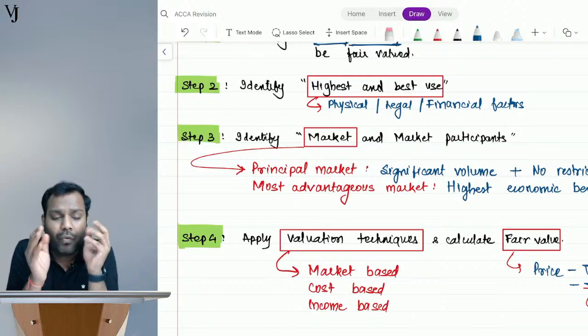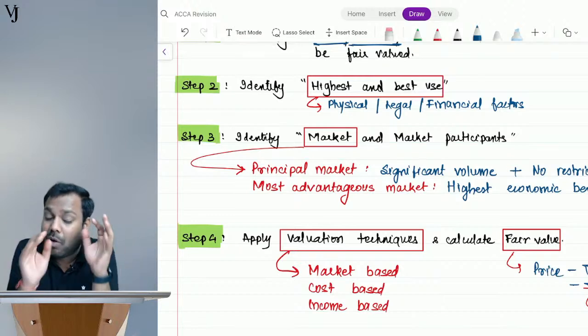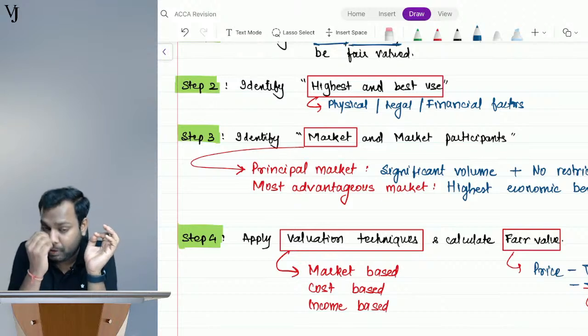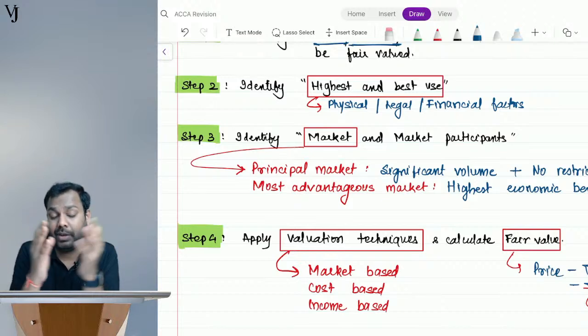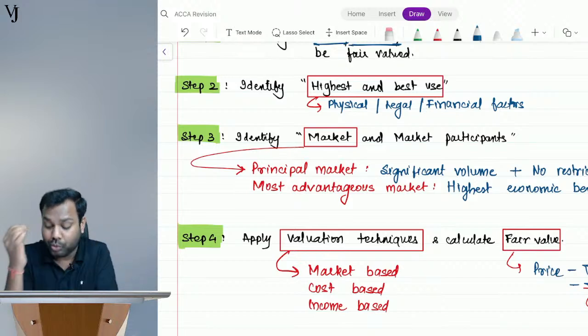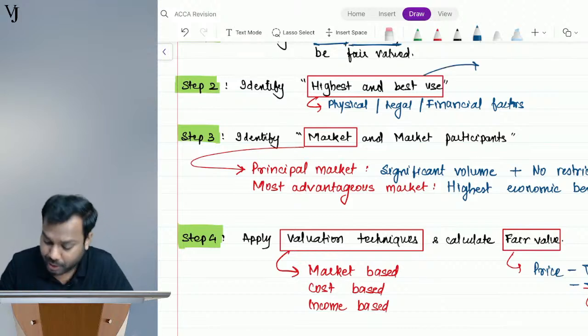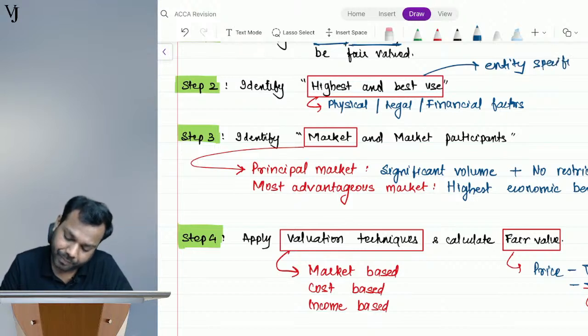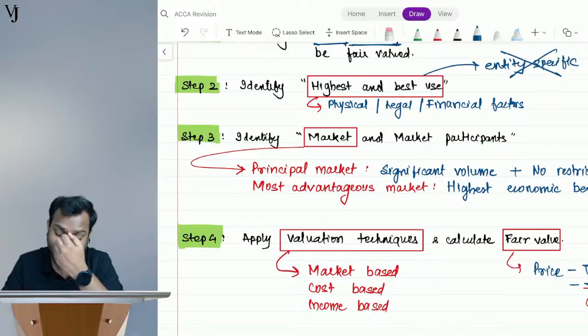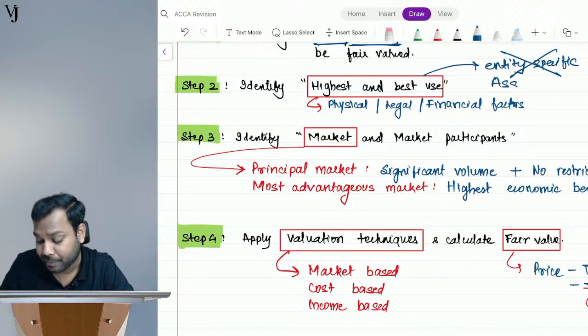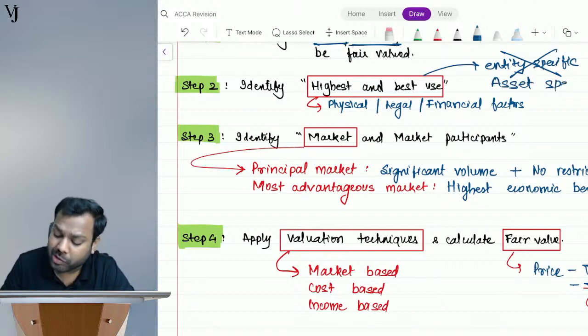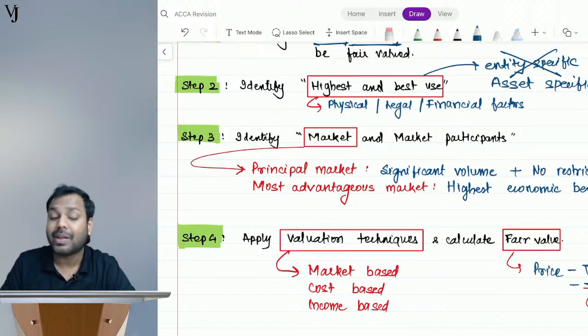The standard says what you are doing doesn't make sense. Think from a global perspective. Highest and best use is not entity specific. Rather, it is asset specific. What are the possible uses of the asset and what are the restrictions? Accordingly, value it.